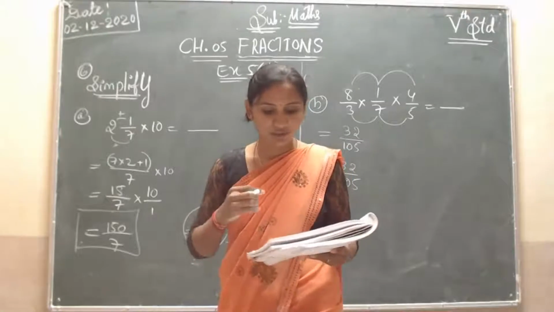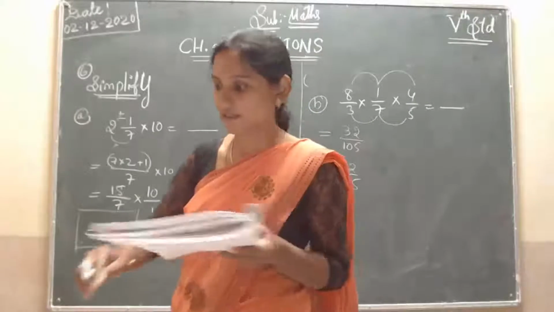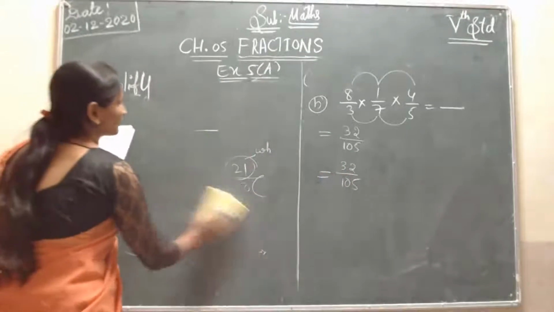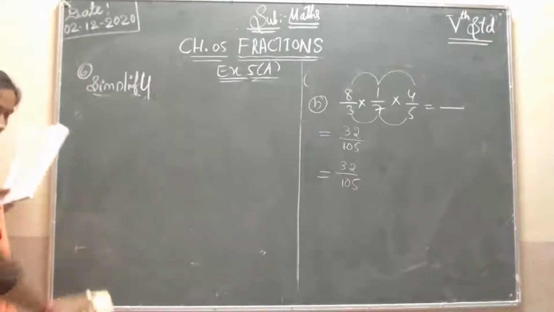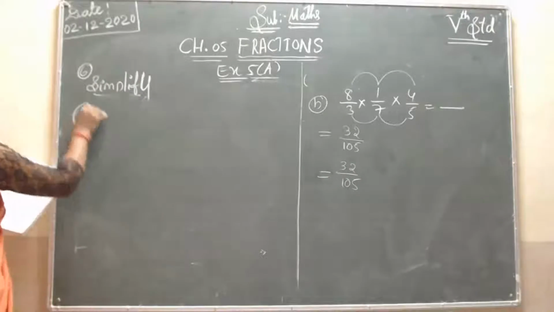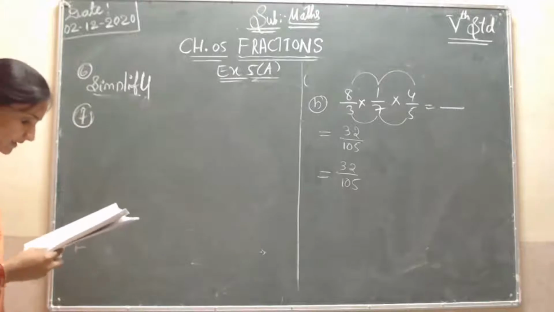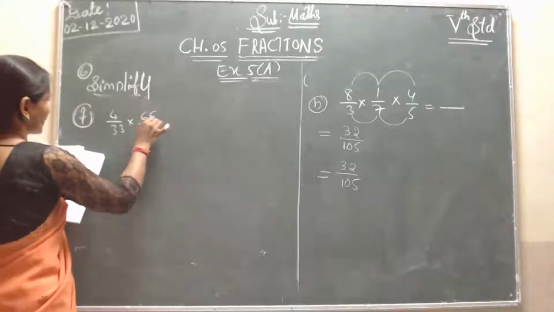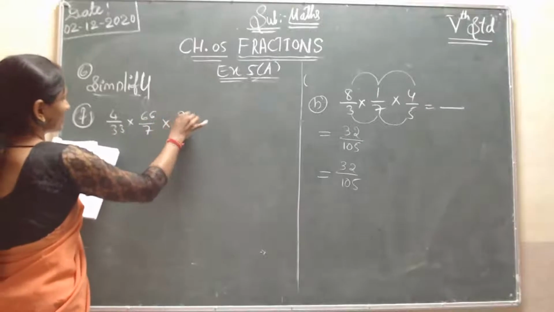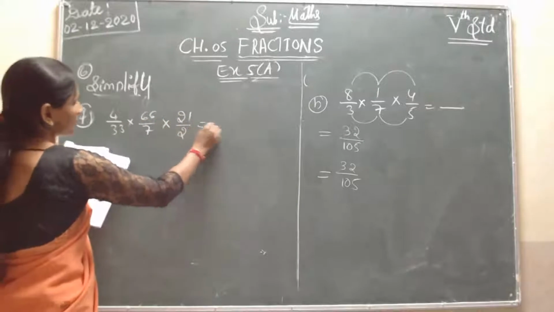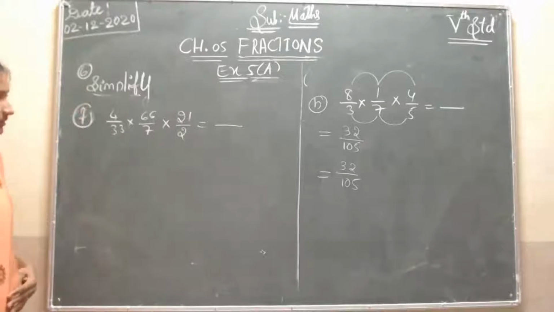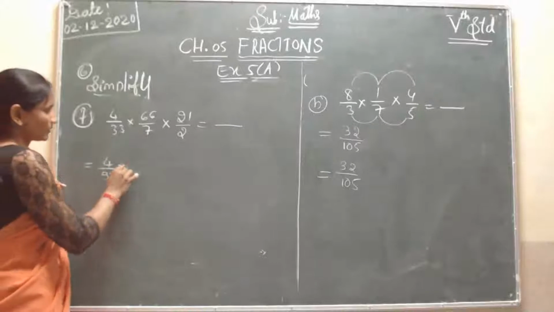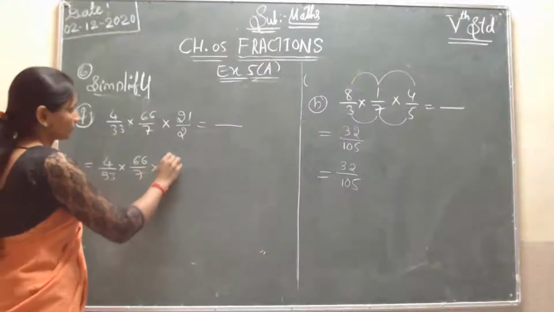So now again I will explain one question, the F question, students. Can you observe the F question? The remaining questions you solve on your own. The F question is 4 by 33 into 66 by 7 into 21 by 2. So what is the result? Can you observe, students? So first you have to write the question: into 66 by 7 into 21 by 2.